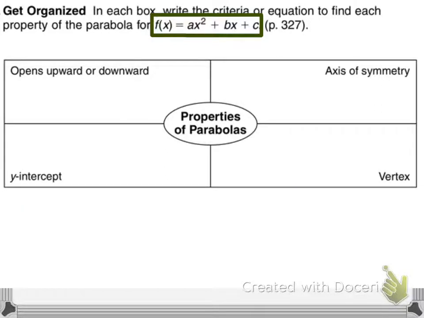So we're going to take our Frayer model here. We see that in the middle we have our properties of the parabola. Right here in the middle, you can either make one on your own or you can print this off. We're going to start off with, does our parabola open up or open down? Opening up or opening down depends on your a. If your a is positive, it opens up. And if your a is negative, it opens down.